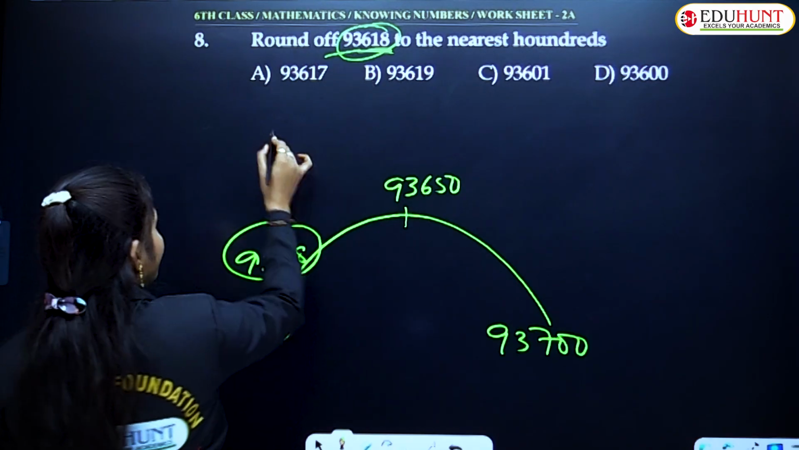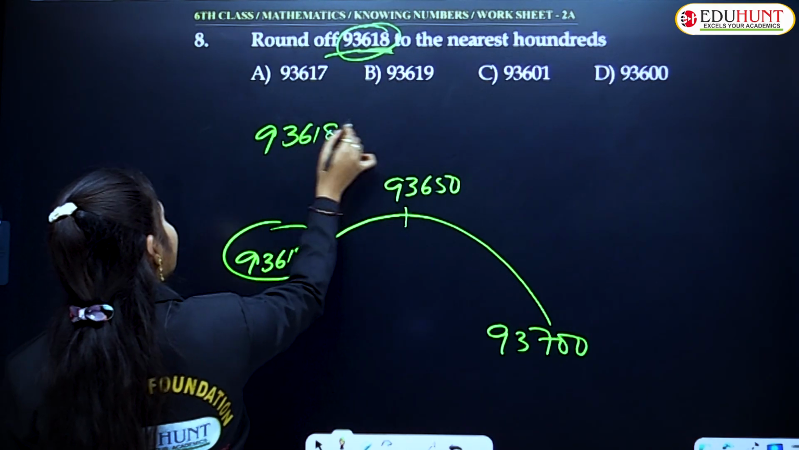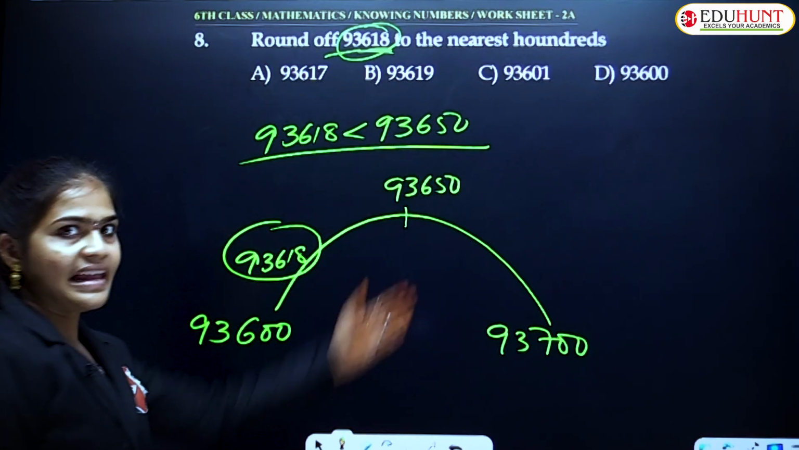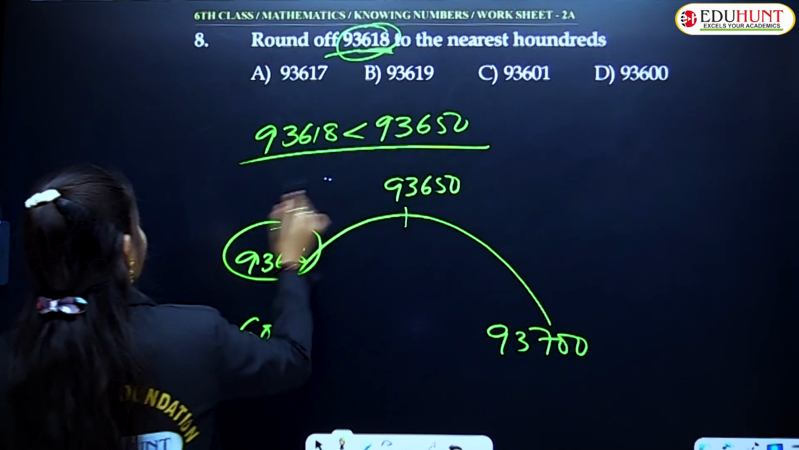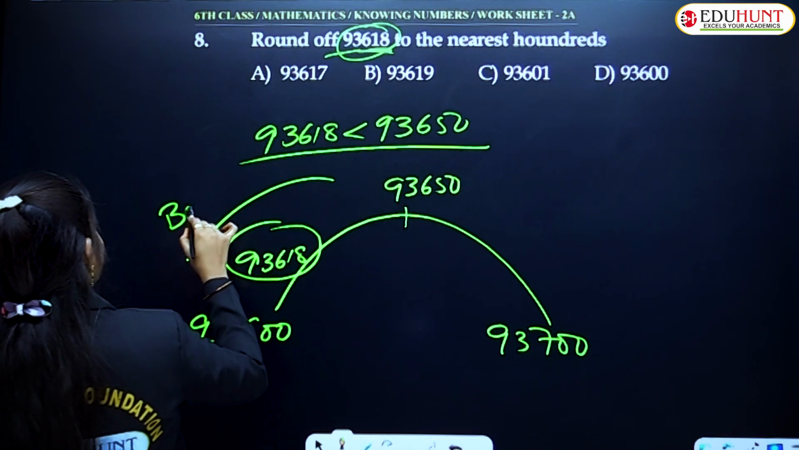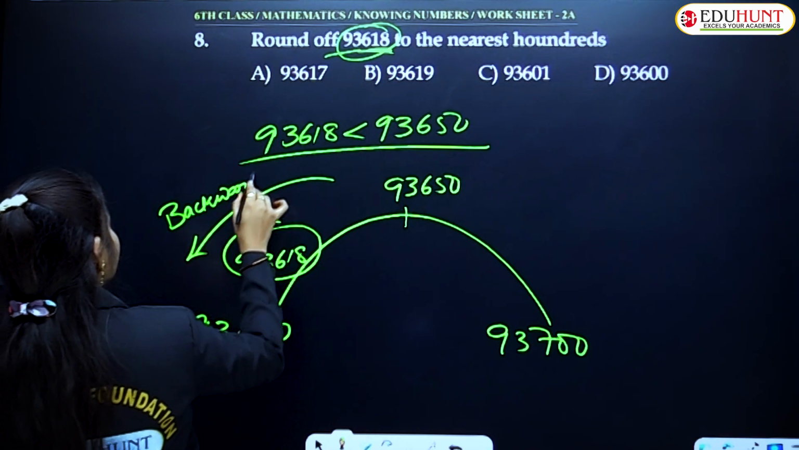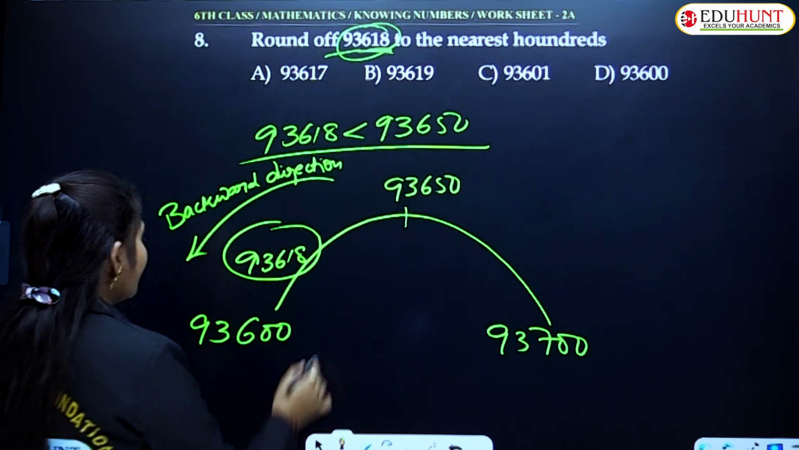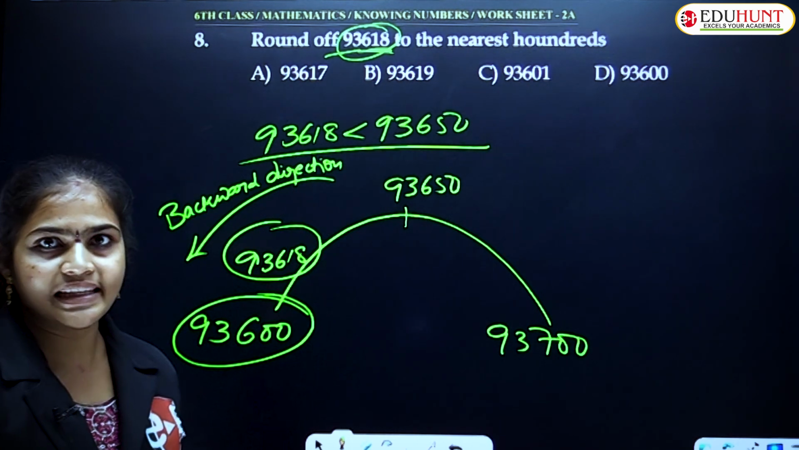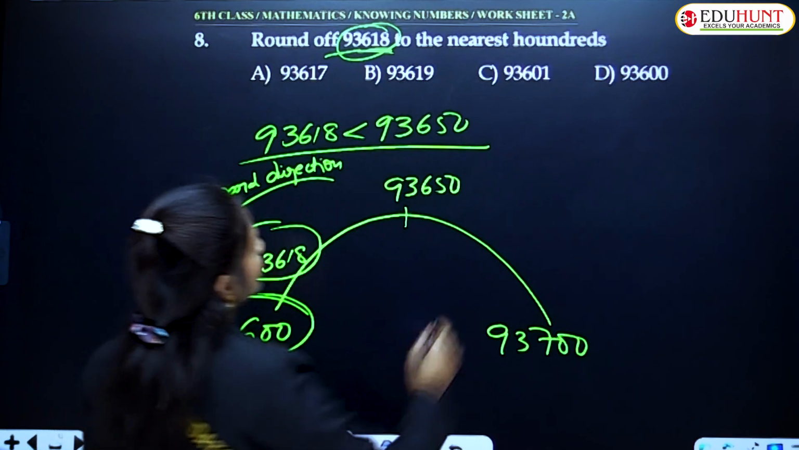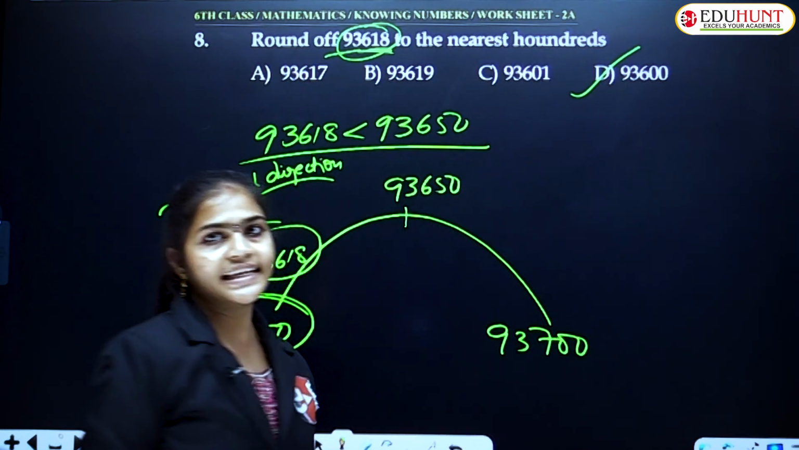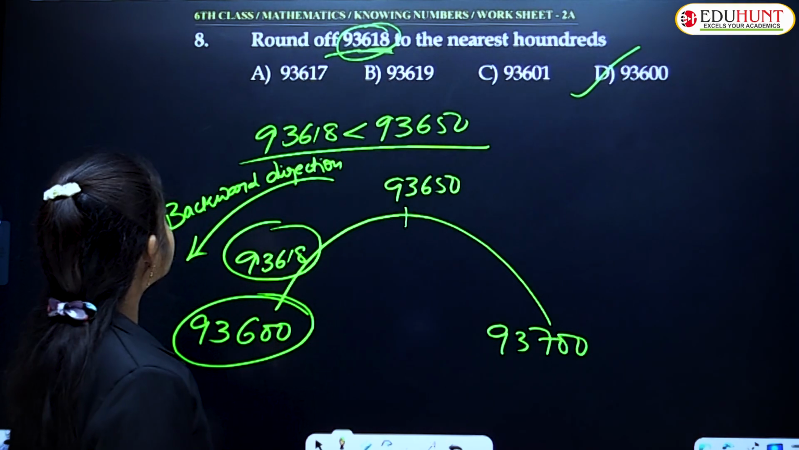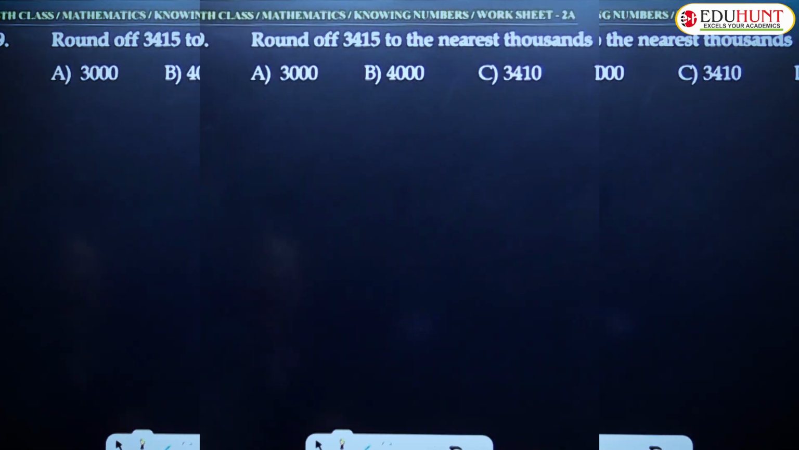93,618. Okay, so 93,618 is less than 93,650. Less than means which side do you have to come? You have to move in the backward direction. Okay ma'am, then what is the answer here? 93,600. Which option is correct? Option D is correct, that is 93,600. Understood, ma'am? Yes. Next, the 9th one.